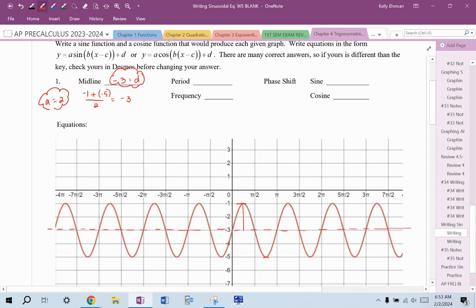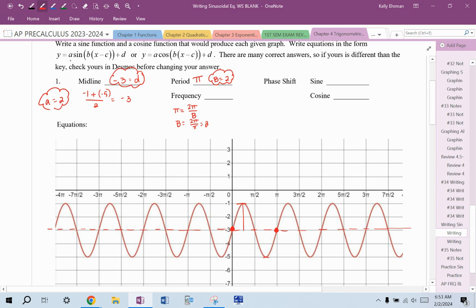Okay, and then period. You need to mark off one period of either a sine or a cosine curve. I'm going to say sine because I always like to start on the y-axis if it's a nice sine or cosine curve that starts right there. I can see that the period is pi. And remember, we want to set pi equal to 2 pi over b to figure out what b is. So b is 2 pi divided by pi. So b is 2.